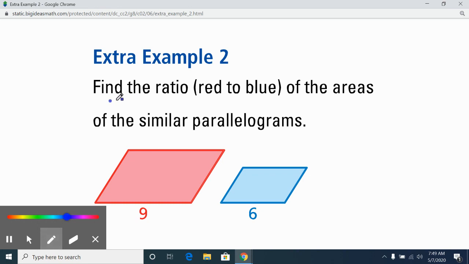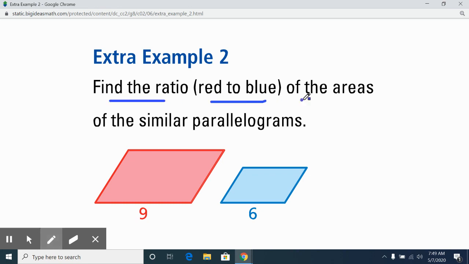So again, find the ratio. We're going red to blue of the areas. So I'm going to take this and this, corresponding side lengths, and make a fraction out of them. So I got 9 over 6 right now. Okay, I'm going to simplify that fraction. I can divide both of these by 3, and that's going to give me 3 over 2.